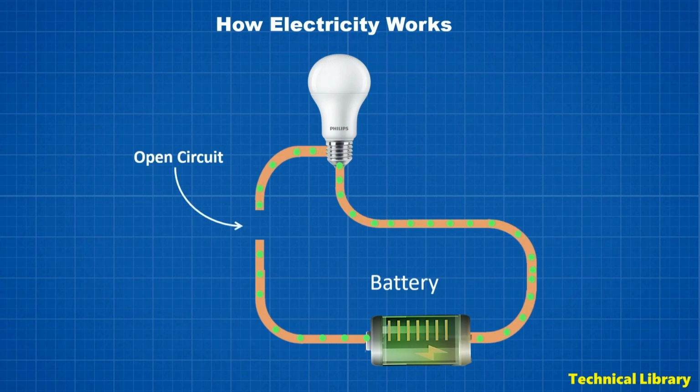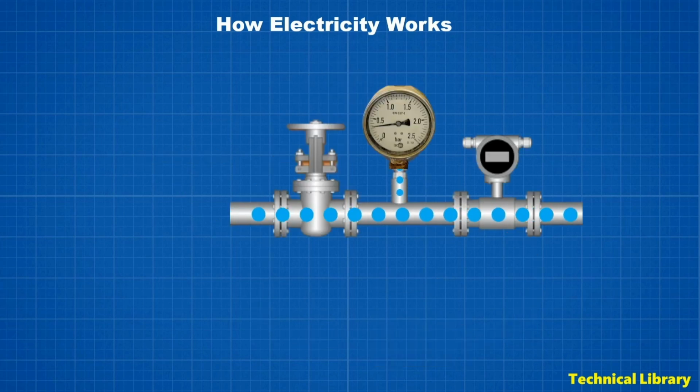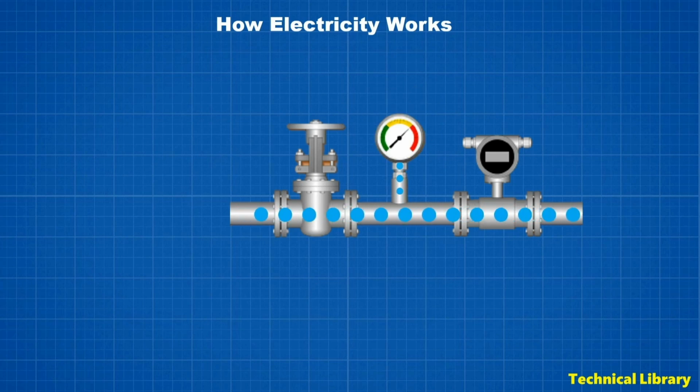Voltage is a pushing force that forces the electrons to flow within a circuit. It's like pressure in a water pipe. The more pressure you have, the more water can flow. The more voltage you have, the more electrons can flow. What does a volt mean? A volt is a joule per coulomb, and a joule is a measurement of energy or work.